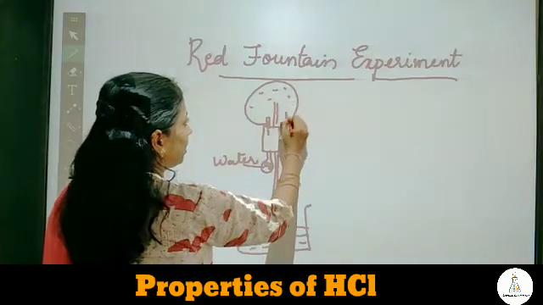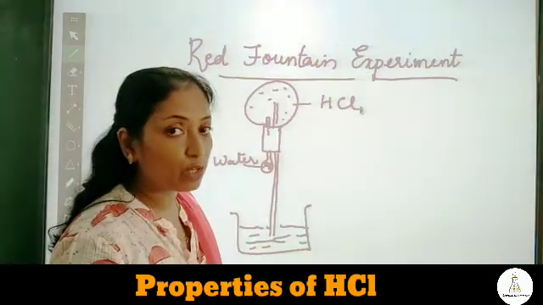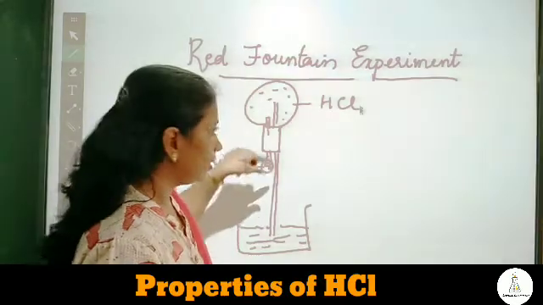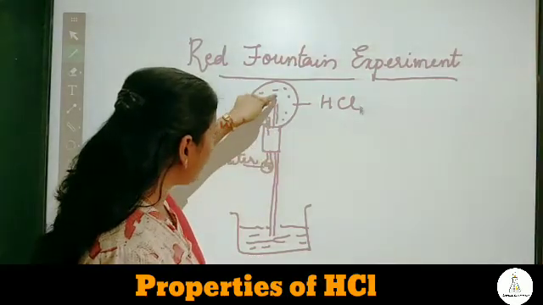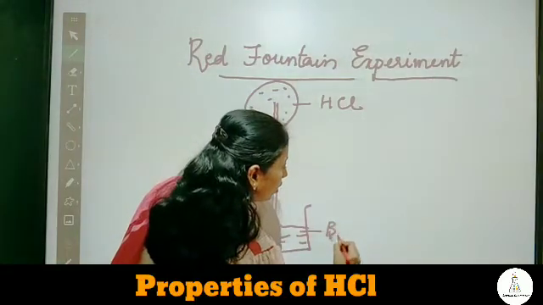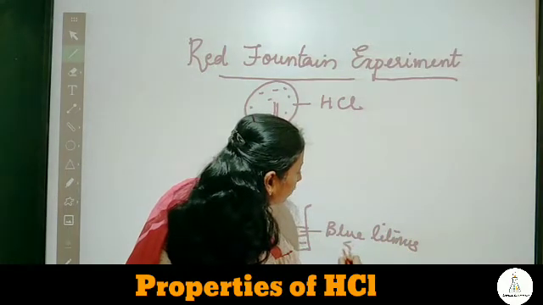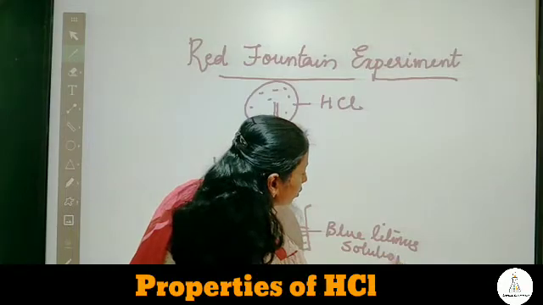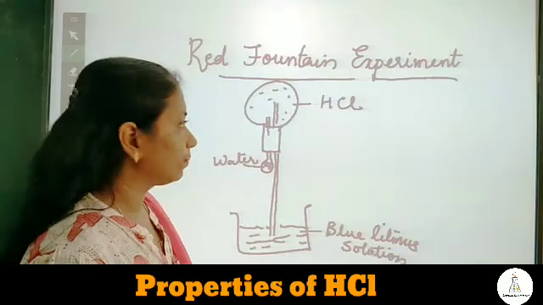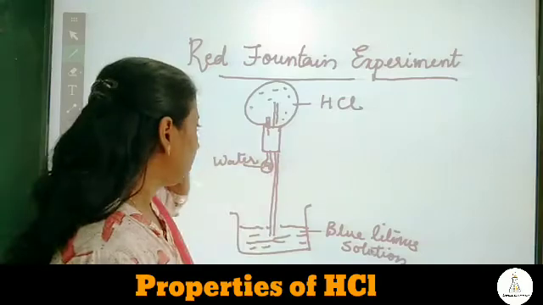The round bottom flask contains hydrogen chloride gas. This dropper contains water. The jet tube leads from the round bottom flask to a trough containing blue litmus solution. So, this is the setup for the red fountain experiment.